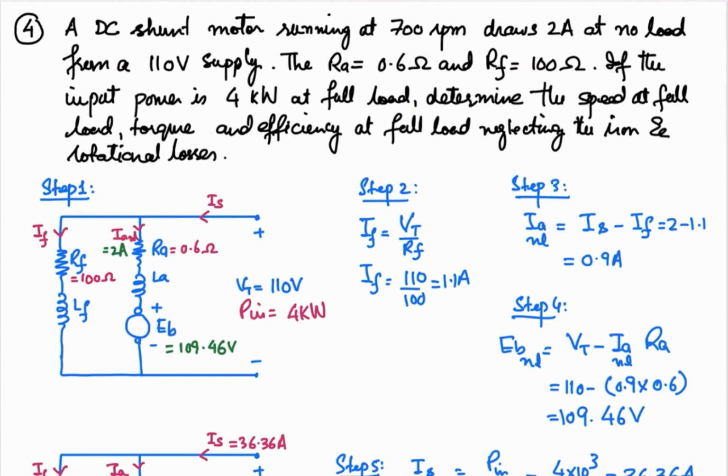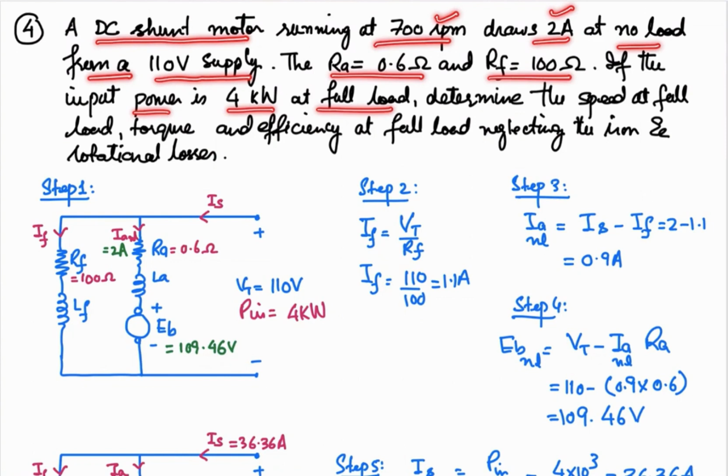Our second example is related to DC shunt motors. A DC shunt motor is running at 700 RPM and is drawing 2 ampere at no load from a 110 volt supply. Armature resistance is 0.6 ohm, RF is 100 ohm, and the input power is 4 kilowatt at full load. Determine the speed at full load, torque, and efficiency at full load, and neglect iron and rotational losses in these calculations.